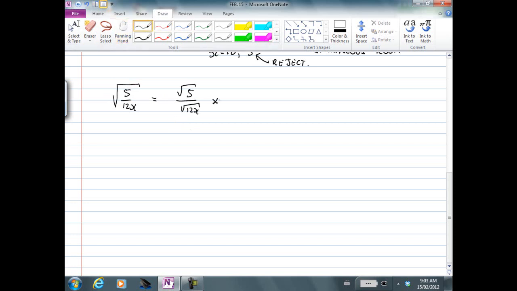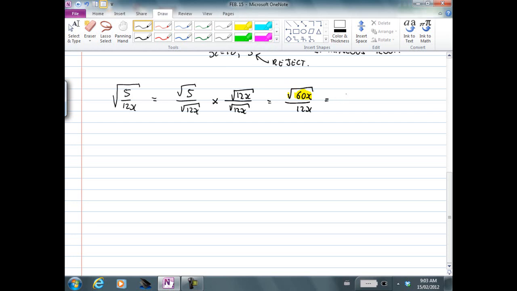So you go times root 12x over root 12x. Okay? That gives you root 60x over 12x. Some of you circle this. You're not done yet. You got one more step to do, and that is to simplify the top part right here. Take a minute, simplify that part on your own. Nothing too bad.